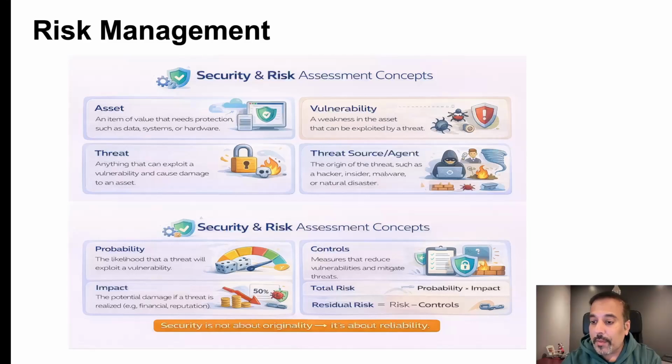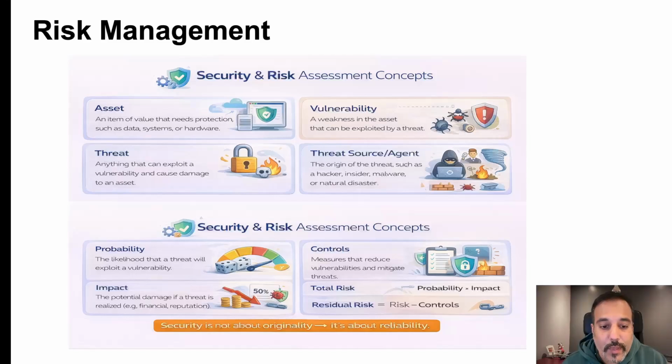And then next we come to some other terminologies, like probability. Probability answers the question of how likely this is to happen. Obviously, a public-facing login page with no rate limiting is high probability, as the system can be exploited. Low probability would be an internal application behind the VPN and MFA. So that defines the probability of an attack.